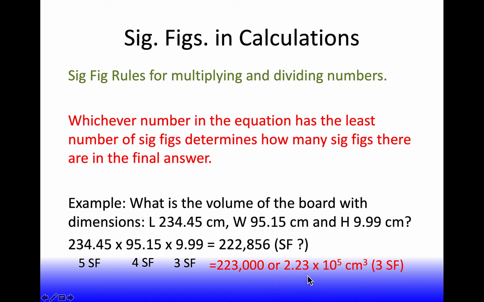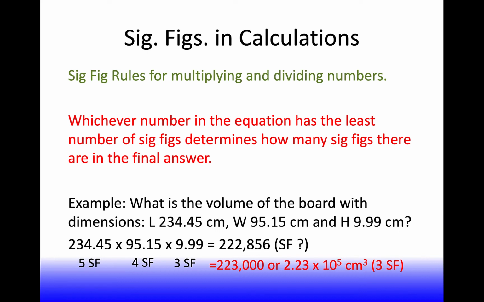You can also write it in scientific notation. 2.23 times 10 to the 5th cubic centimeters also has 3 significant figures. You should remember how to write numbers in scientific notation from last class. Now let's take a look.